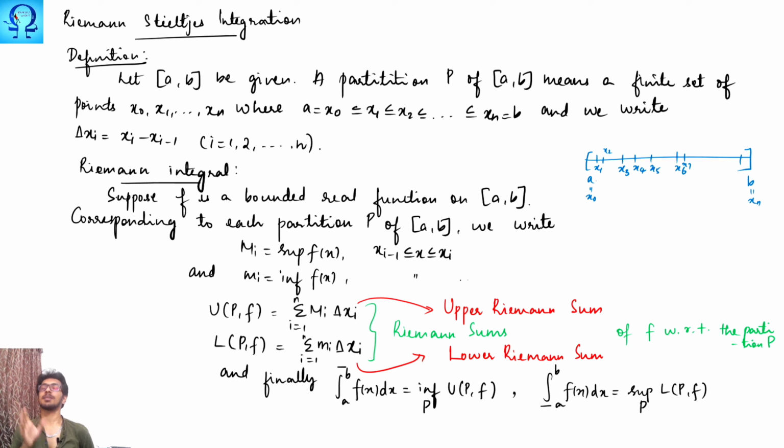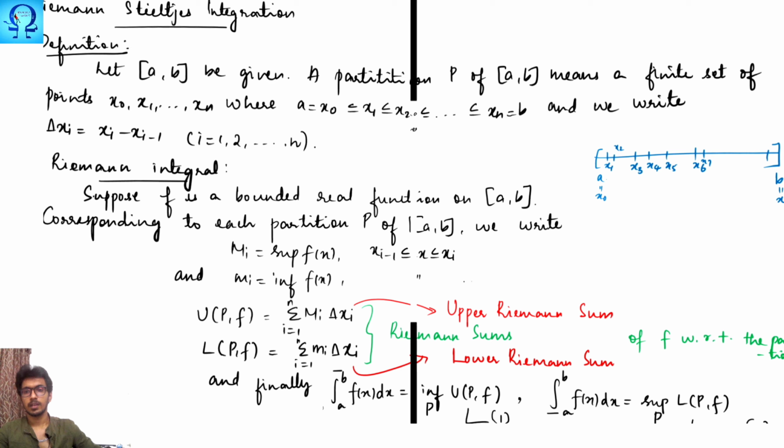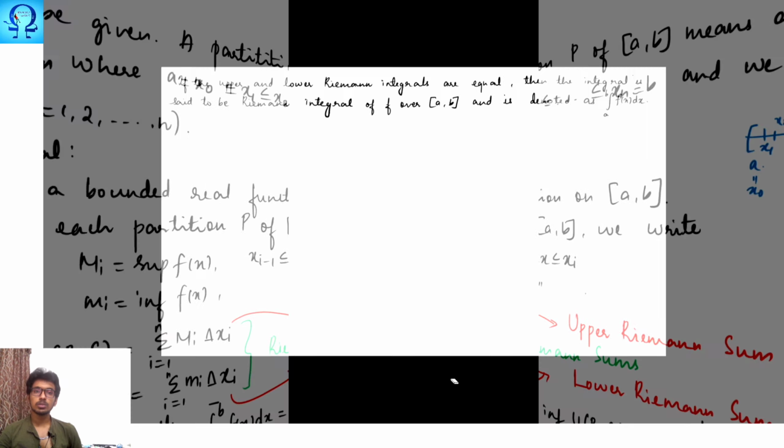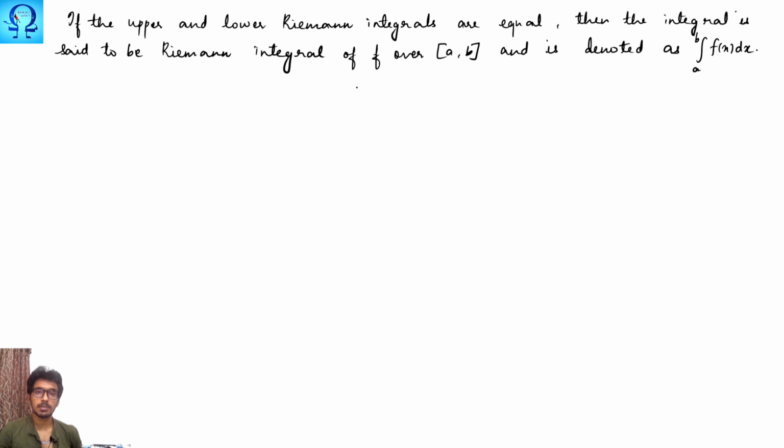Riemann integrals are subject to definite integrals, right? Of course we will have limits. So this is the upper Riemann integral and this is the lower Riemann integral. Let us mark them as equations 1 and 2. Generally, this upper integral and lower integral need not be equal. When these two are equal, we say that the function is Riemann integrable over the given interval, and it is denoted as integral a to b of f(x) dx.